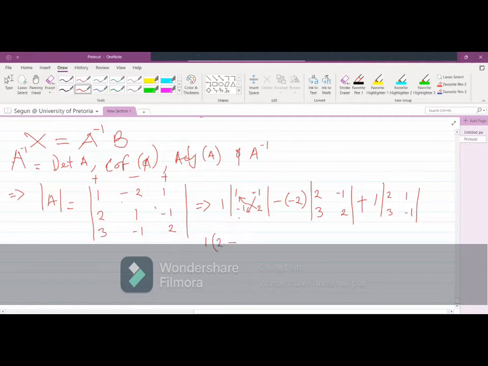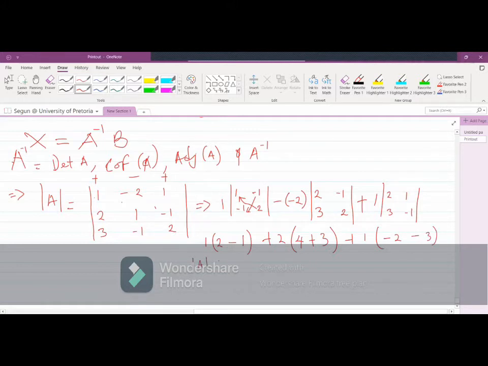minus 1 times minus 1, positive 1. Then minus times minus, positive 2. Open the brackets. 2 times 2, 4. Minus 3 times 1, minus 3. Minus times minus, plus, right? You have it to be 3. Plus 1 into minus 2, minus 3.